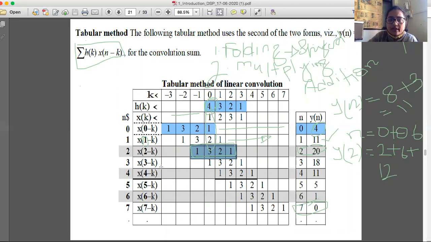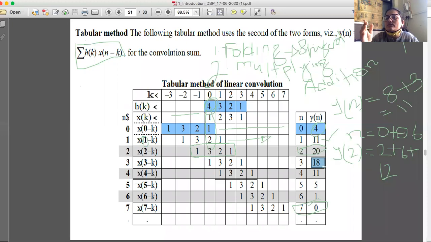Then next, when I am substituting n equal to 3, 3 indicates that I have to shift the folded sequence 3 units to the right-hand side. After shifting, I have obtained this new sequence. Then I'm going to perform the multiplication: 1 multiplied by 1 plus 2 multiplied by 2 plus 3 multiplied by 3 plus 4 multiplied by 1. So after addition, I'm getting y of 3 is equal to 18. So the next value of y of n will be 18.